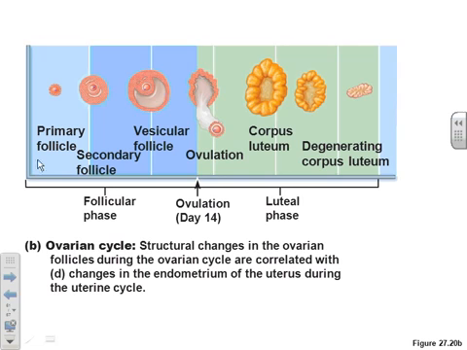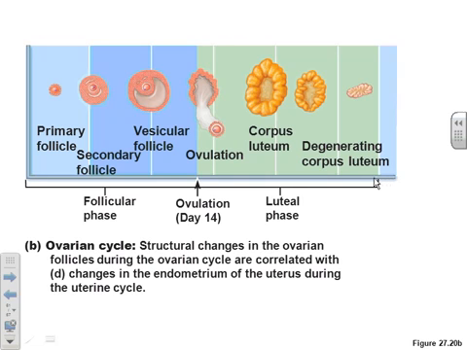If we look at estrogen, estrogen's going to start going up, going up, going up. It's also going to peak at the point of ovulation and go down. The progesterone will do the opposite. It will go up, go up, go up, go up. It'll be up high, and then it will go down.